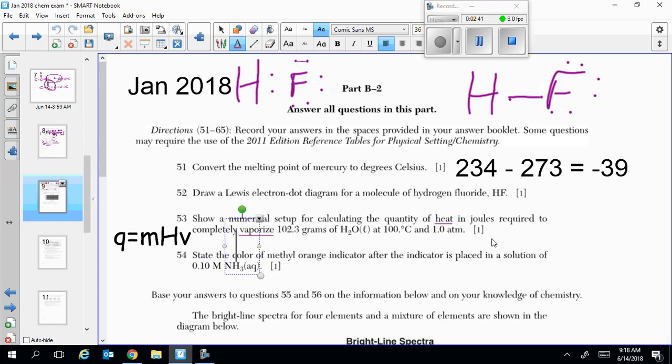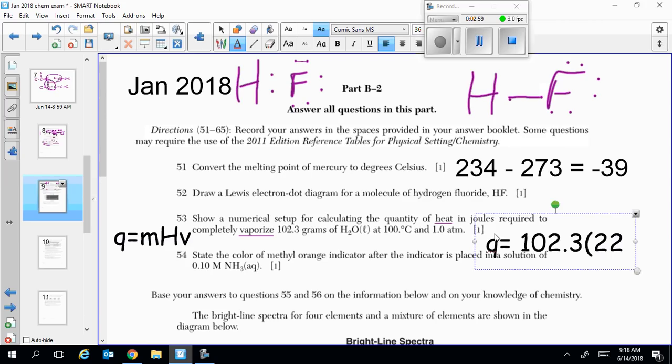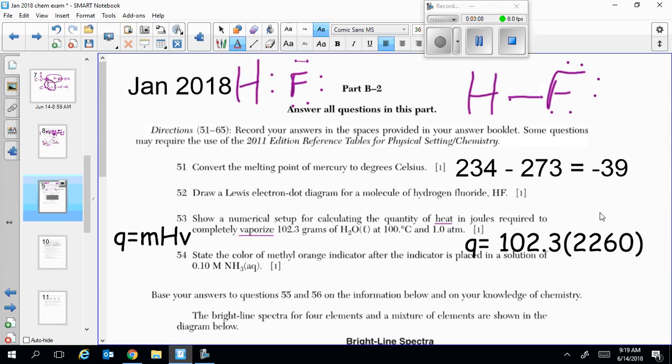So now to show my correct numerical setup, I would say Q is equal to, all right, the mass is 102.3 times, now I need HV. So I go to the front of my reference tables. HV for water is 2260. So there is my correct numerical setup. Q is equal to 102.3 times 2260.